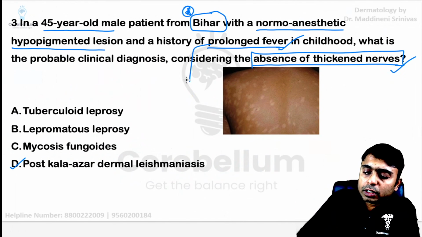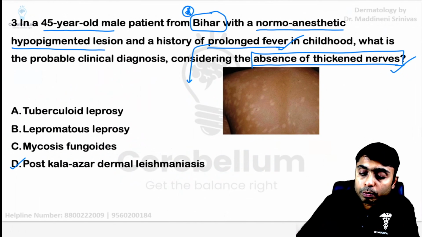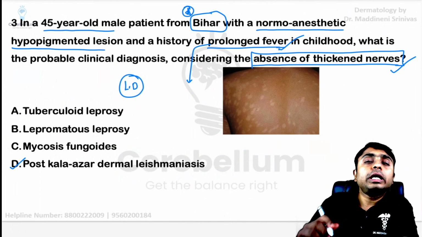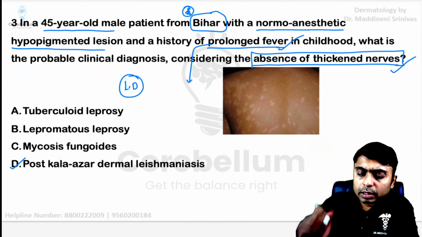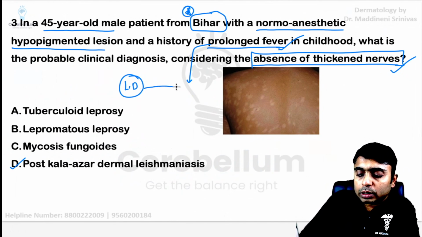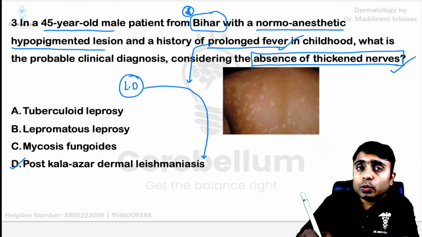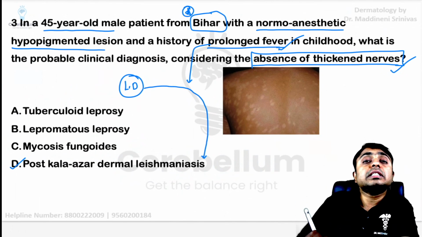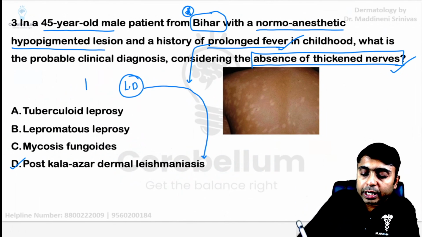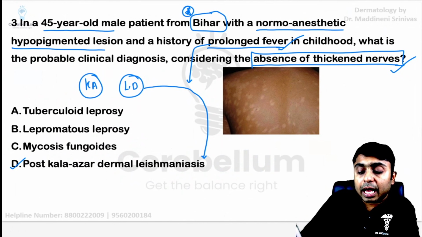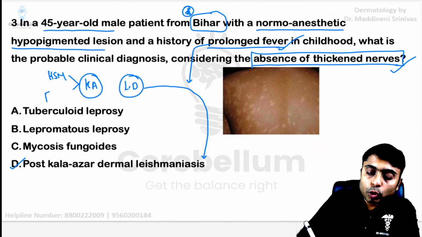And what is the importance of this prolonged fever? There is going to be an infection with Leishmania donovani, which if not treated properly, then it is going to land up into this condition called PKDL. So when there was initial infection, which is Kala Azar, due to the Leishmania donovani, patients are going to have the clinical manifestations of hepatosplenomegaly and also prolonged fever.